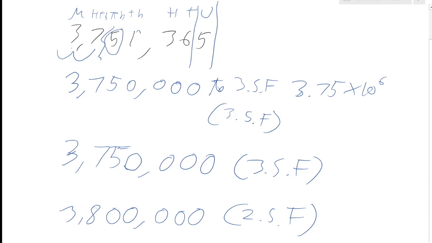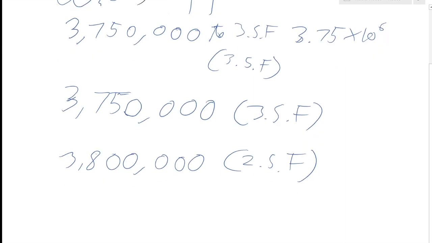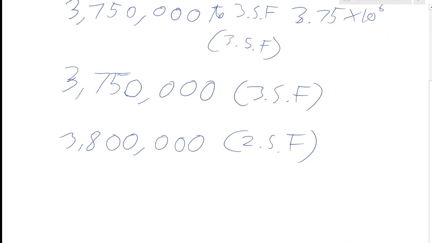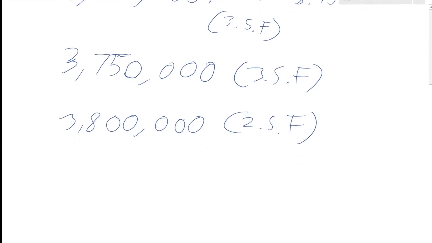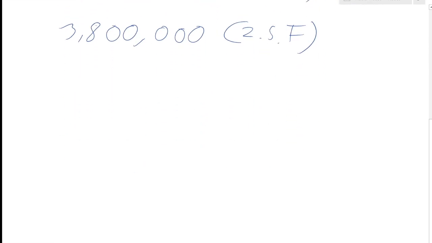So we know that 3,751,365 is 3,750,000 to 3 sig figs. You often hear significant figures abbreviated to sig fig. Or to 2 sig figs, it's 3.8 million, 3,800,000. So that's for large numbers. So you have a go.